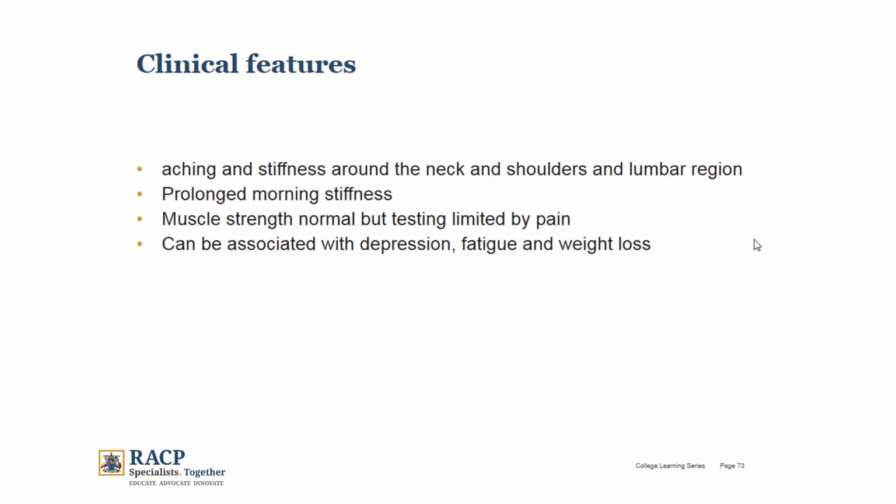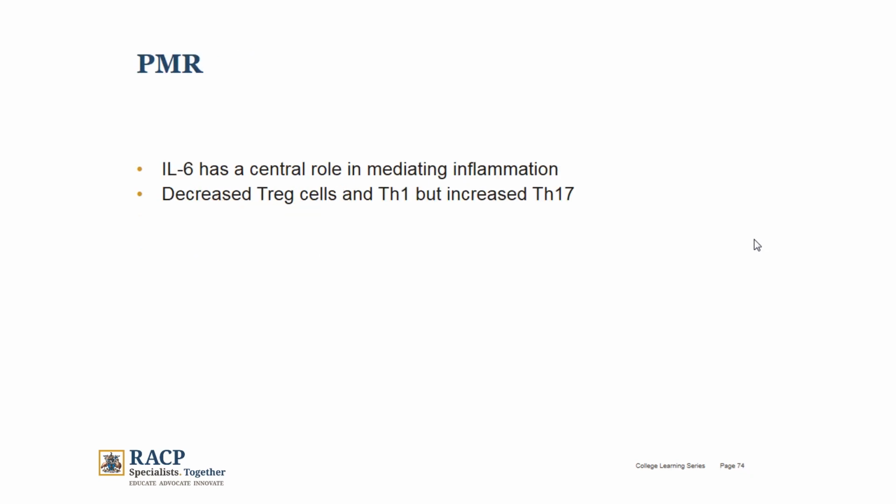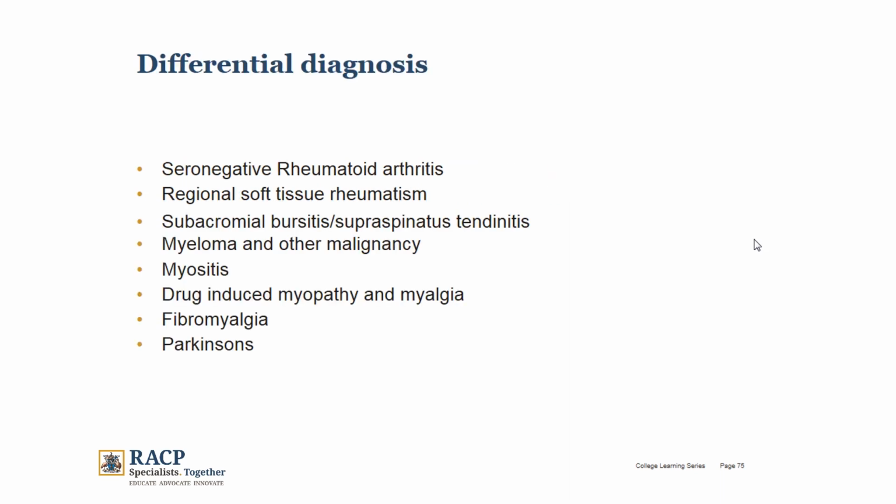These patients present with aching and stiffness around the neck and shoulders and the lumbar region. There is prolonged morning stiffness. Muscle strength is normal, but the testing is limited by pain. Polymyalgia rheumatica can be associated with depression, fatigue, and weight loss. Interleukin-6 has a central role in mediating inflammation, and there are decreased T regulatory cells and Th1, but elevated Th17 cells are found.